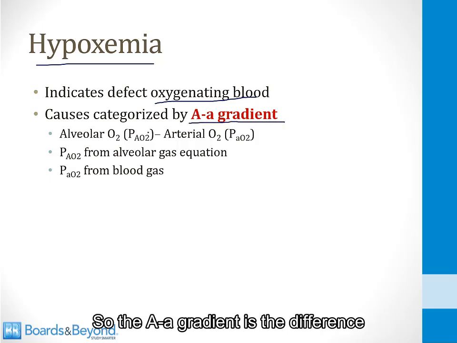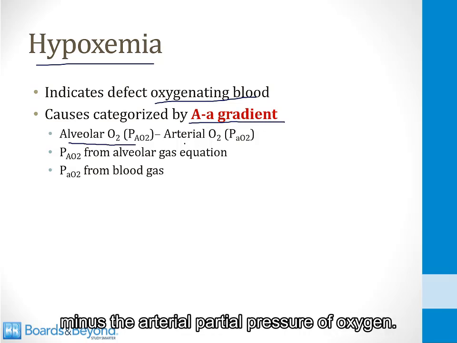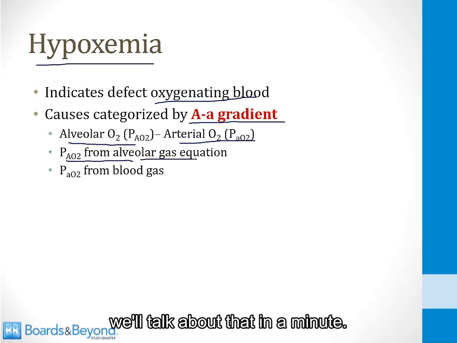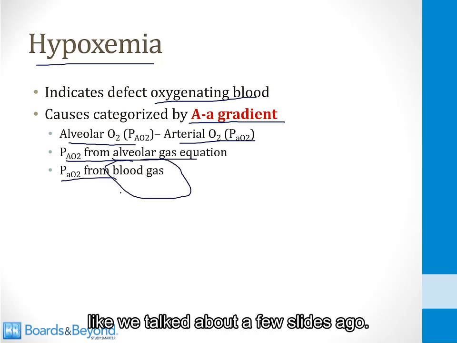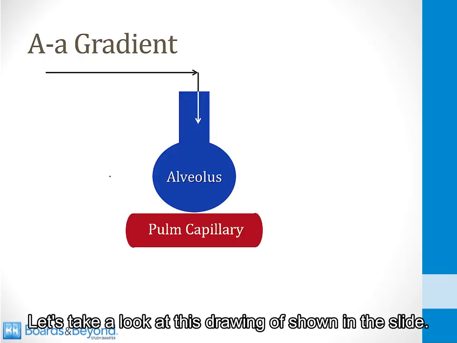So the AA gradient is the difference between the alveolar partial pressure of oxygen minus the arterial partial pressure of oxygen. You can get the P(A)O2 from the alveolar gas equation. We'll talk about that in a minute. And you can get the P(a)O2 from an arterial blood gas like we talked about a few slides ago. To understand the AA gradient, let's take a look at this drawing I've shown on the slide.